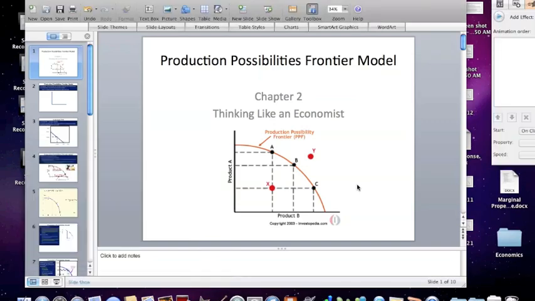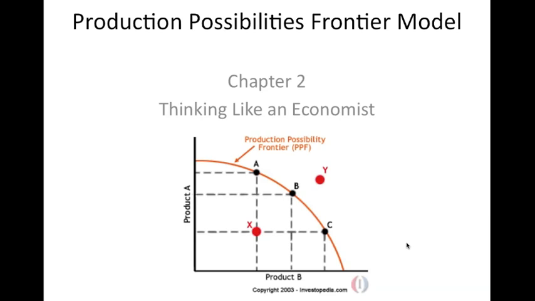frontier model. All right, so this particular model comes from Chapter 2, Thinking Like an Economist. And as I said in class, the design of this chapter is to get you used to the language, the overall way of thinking, if you will, that economists use to analyze decision making. So the production possibility frontier model is one way that we can understand how people have to give up something to get something else. Alright, so let's go ahead and get right into it.